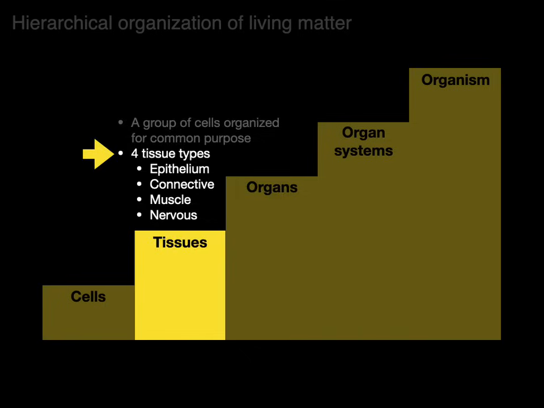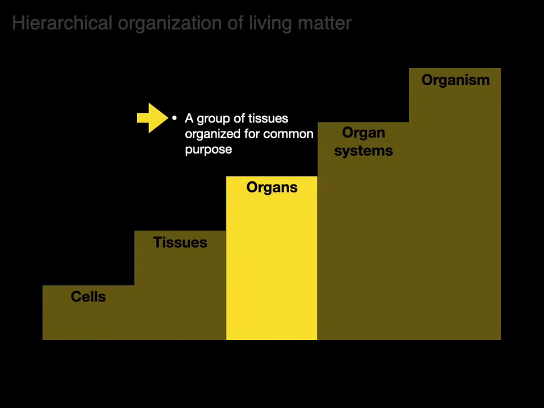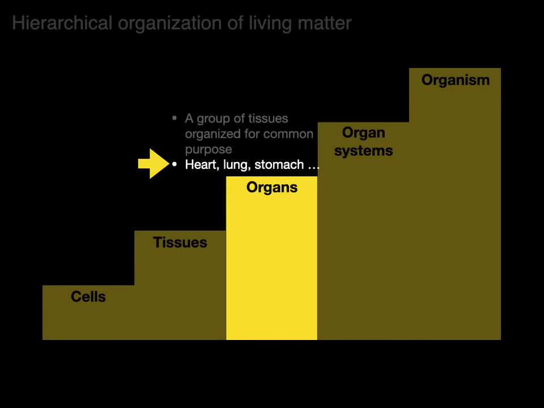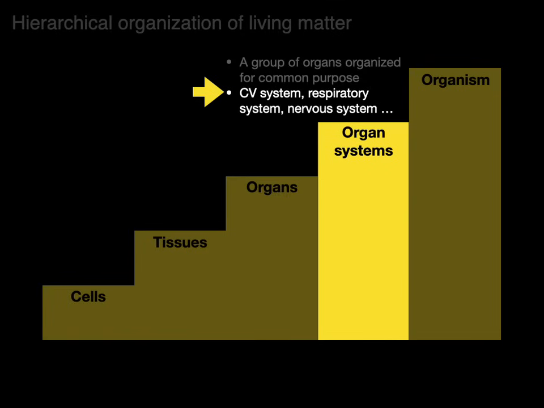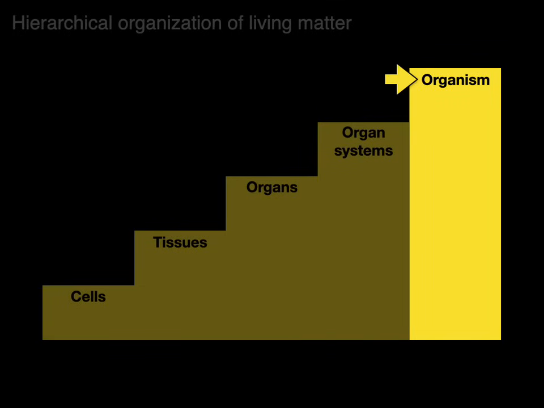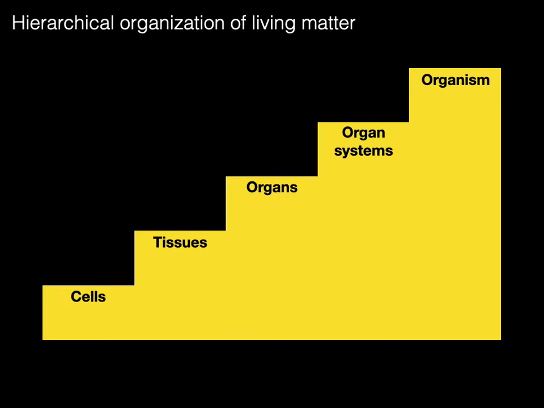Now, you take the tissues and put them together, you get an organ. An organ is a group of tissues organized for a common purpose. Organs like your heart, lungs, stomach, kidneys, and so forth. And then you take organs and put them together, you get organ systems, which are a group of organs organized for a common purpose, like your cardiovascular, respiratory, nervous, endocrine systems. And you put all those organ systems together, what do you get? You get an organism. You get you. Okay? So there is this hierarchical organization of living matter.